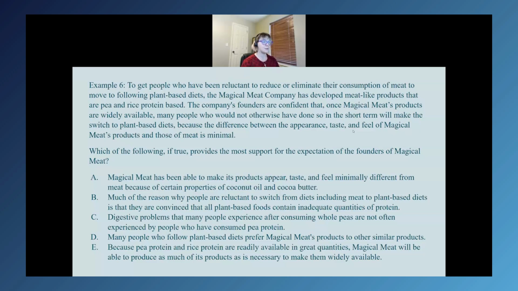B, much of the reason why people are reluctant to switch from diets including meat to plant-based diets is that they are convinced that all plant-based foods contain inadequate quantities of protein. B is about people's perception. If people are convinced that all plant-based foods contain inadequate quantities of protein, it doesn't matter how good these products are. The conclusion will not come to pass. So, B is a little bit off topic, but I actually think it's a solid weakener.